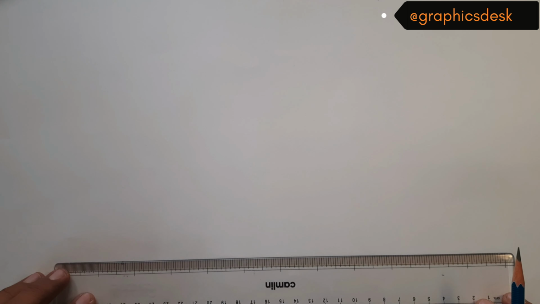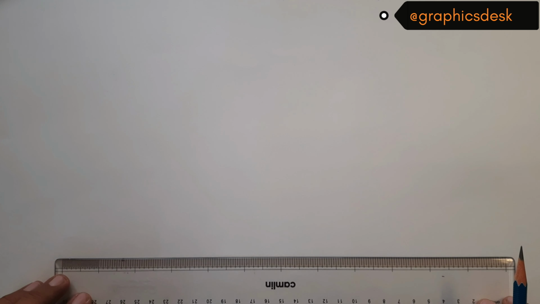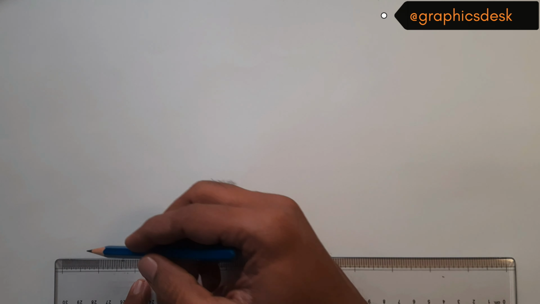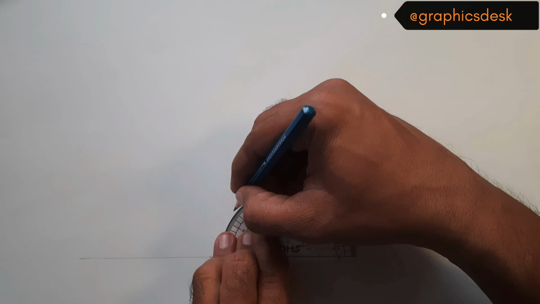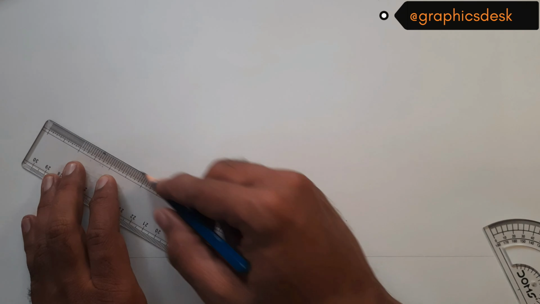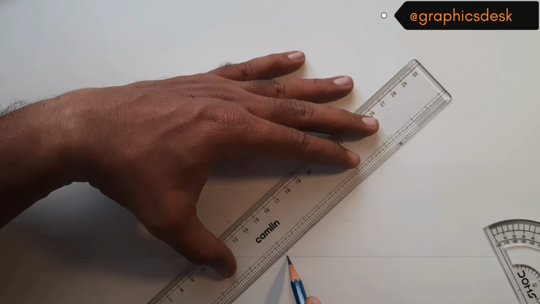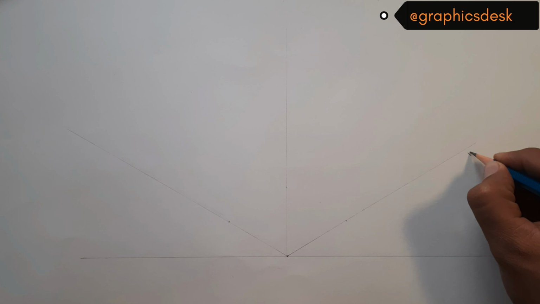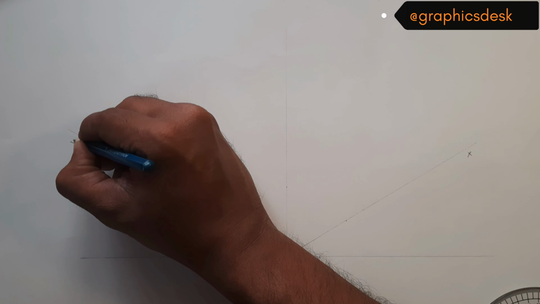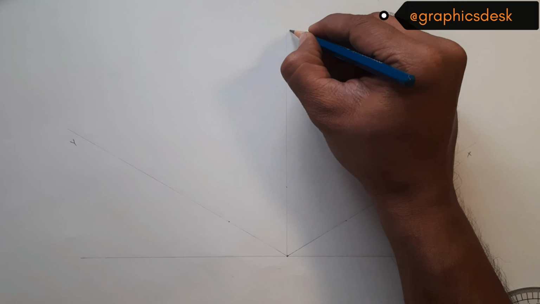So as usual, let me draw a horizontal line and 30 degree, 90 degree and 30 degree on it. So this is our x, y and z axis.